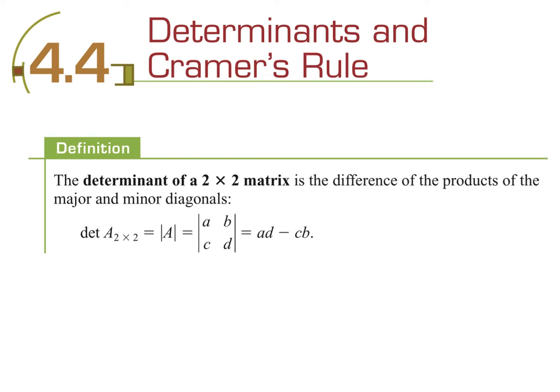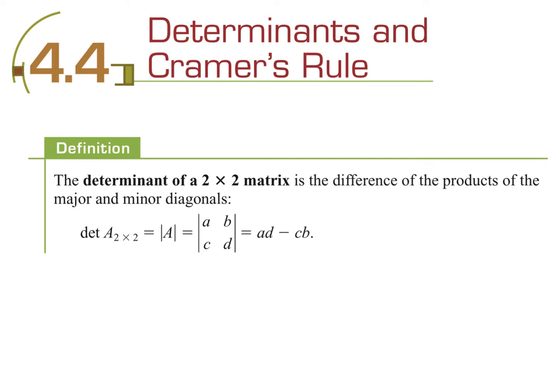So the major and the minor diagonal, the major diagonal is this guy at the top left to the bottom right. You see they labeled it A, B, C, and D. If you multiply A and D, that is your first diagonal. For the determinant for a 2 by 2, you always subtract. And then you multiply the other diagonal, C and B. All right, very simple process to find a determinant for a 2 by 2.